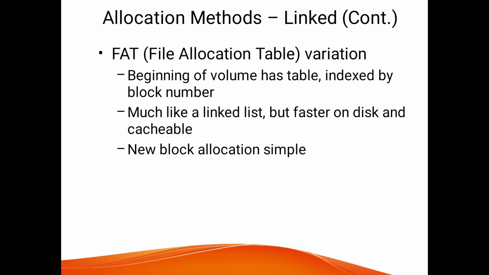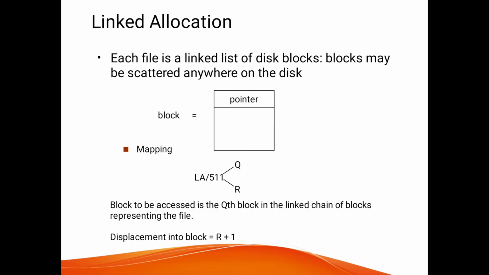In fact, the file allocation table is an essential variation. At the beginning of the volume, there is a table indexed by block number, much like a linked list but faster on disk and cacheable. So new block allocation is simple.